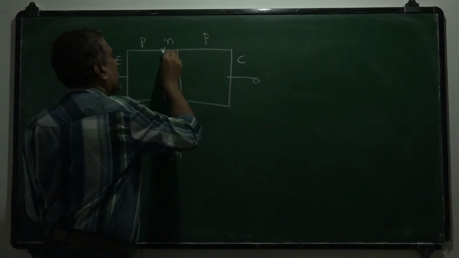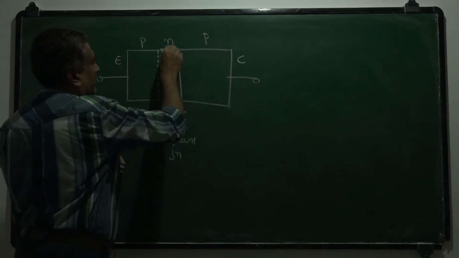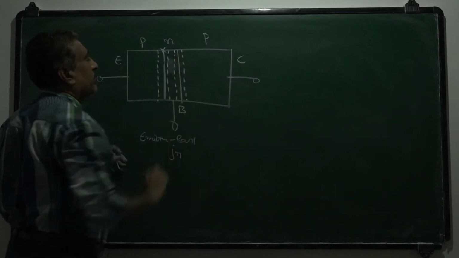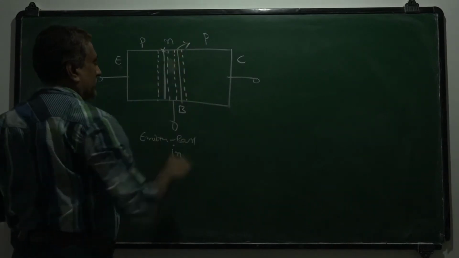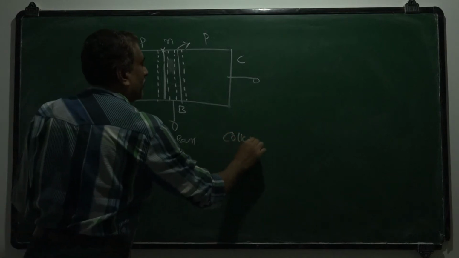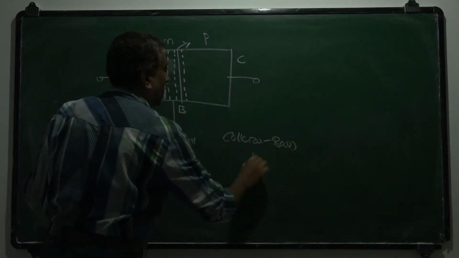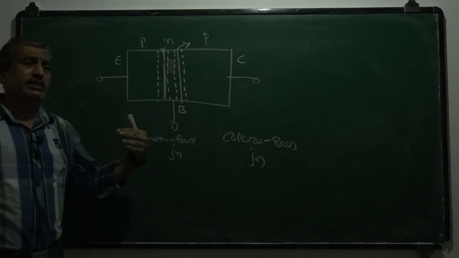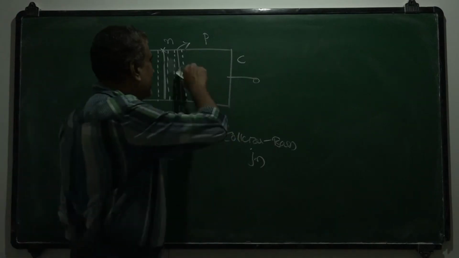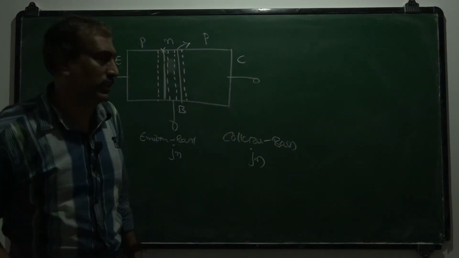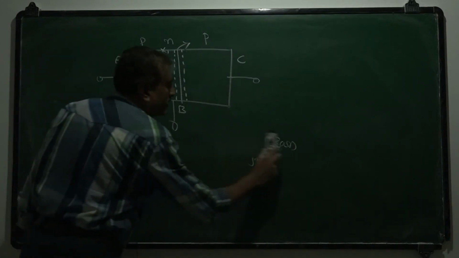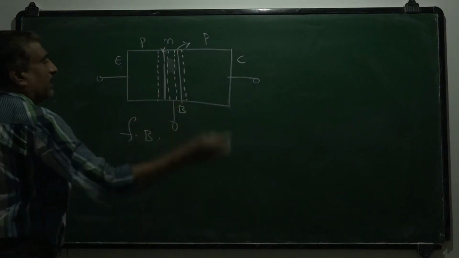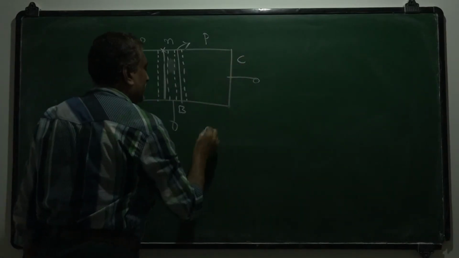And at this junction, we get a junction and a depletion layer, here also, and here also. This junction is called the collector base junction. So the two PN junctions are called the emitter junction, or emitter base junction, and the collector junction, or collector base junction. For working of a transistor, the emitter base junction must be forward biased and the collector base junction reverse biased.